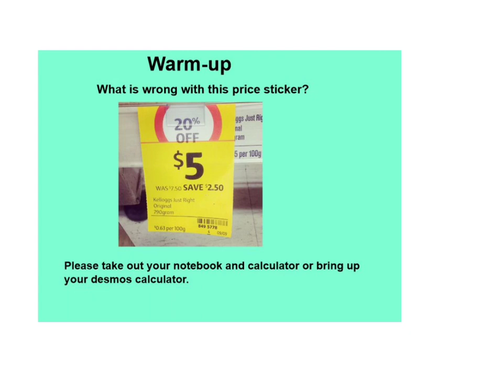All right, we got a warm up here today. It says, what's wrong with this price sticker? It says 20% off. $5, was $7.50. You saved $2.50. There's something wrong with that sticker. See if you can't figure out what it is. Give yourself a moment. Pause the video now to think about it. All right, did you pause the video? I hope you did.